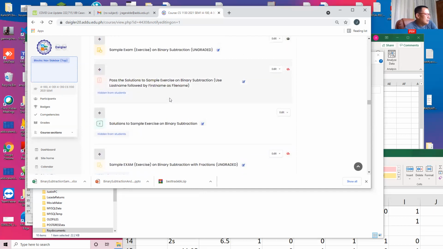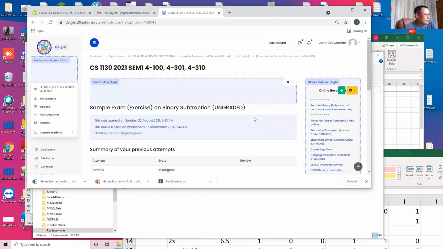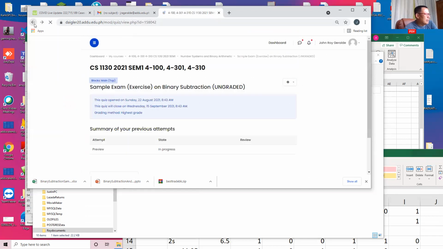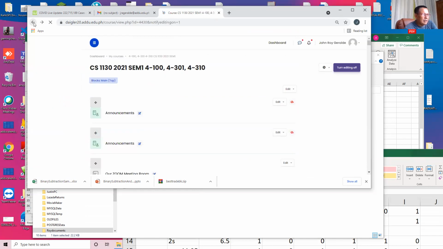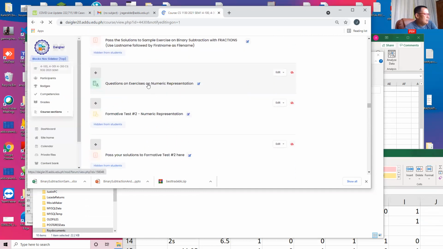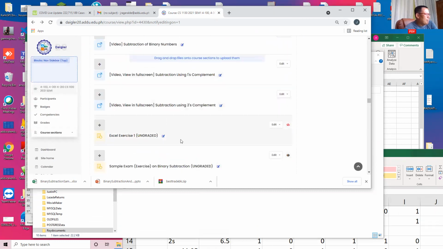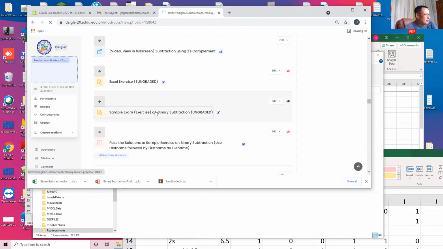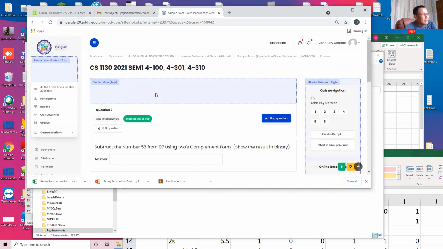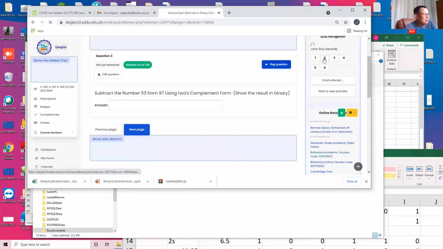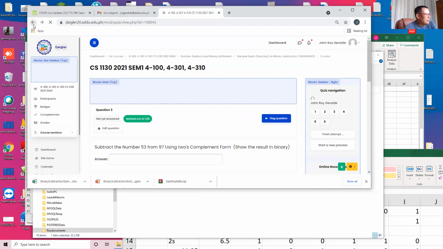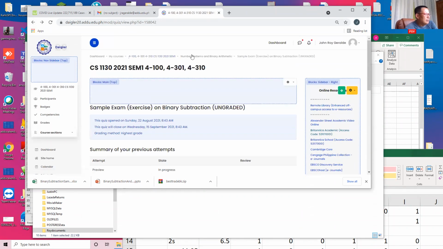Why are there two of these? Sample exercise. What's the difference from the sample exam? One, two, three, four, five, six. Maybe it's a duplicate. Let me check. What's the difference with this? They're the same, I think. So it's just a duplication. Okay, so I'll just delete the first one.